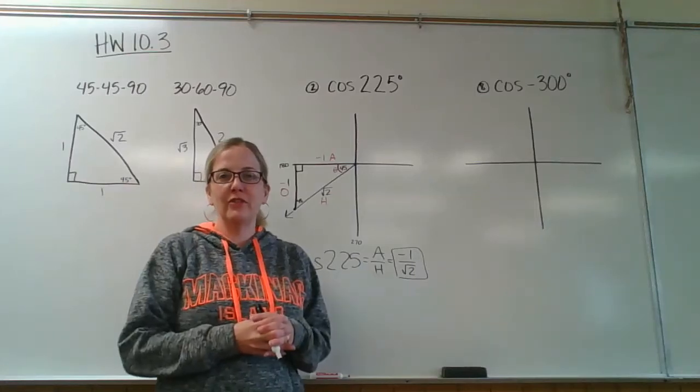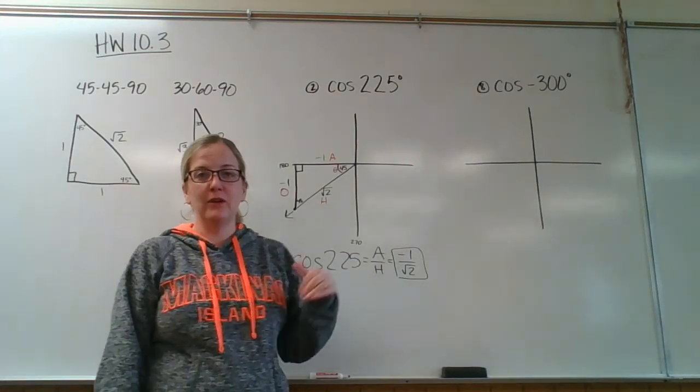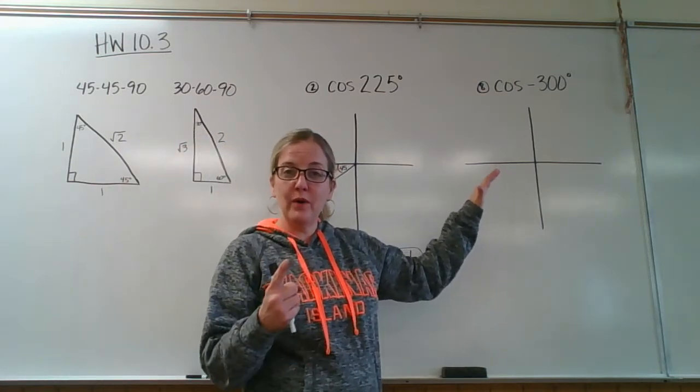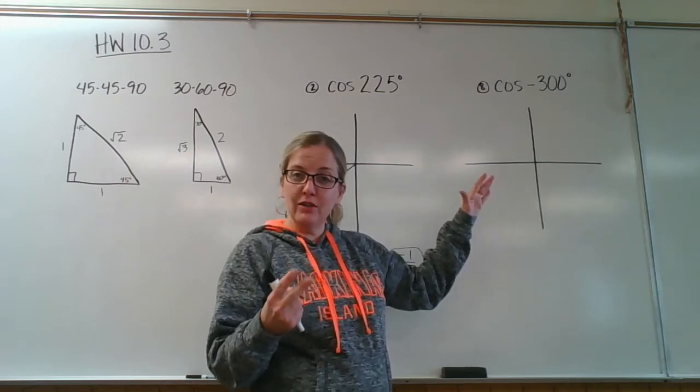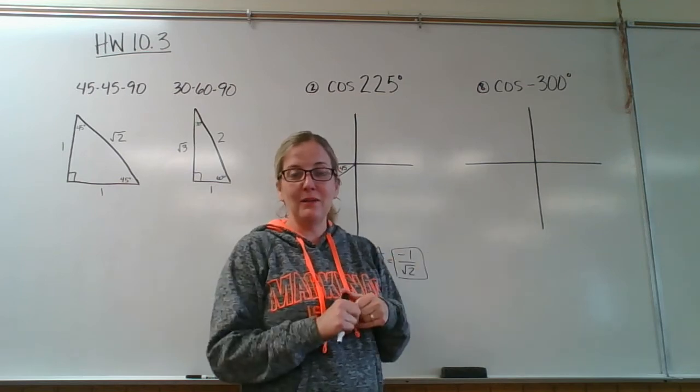Guys, I'm going to show you another example of how to find a trig value on the coordinate plane. So here we go. It asked me to find the cosine of negative 300. Let's go through our steps. Step 1, you're going to draw the angle. Step 2, you're going to draw your triangle. Step 3, you're going to label the sides of your triangle. And then it's just a matter of plugging in the numbers.